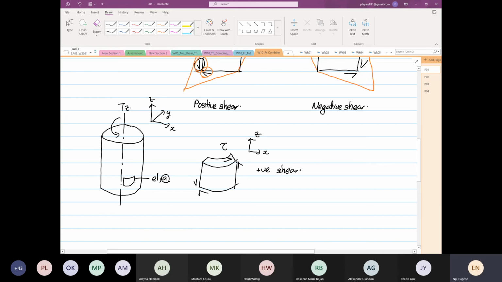Because if you see how the element deforms, the element will deform this way. Okay, the element will deform this way. So that is a positive shear direction. Okay, Abigail, are you okay with that before I go to the next one?